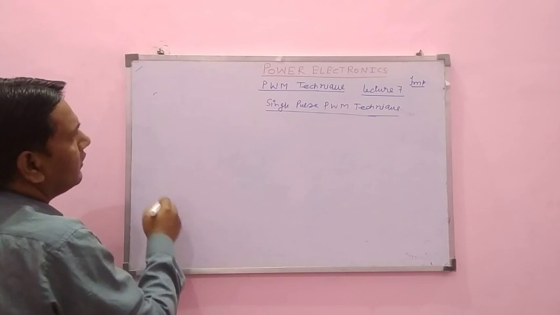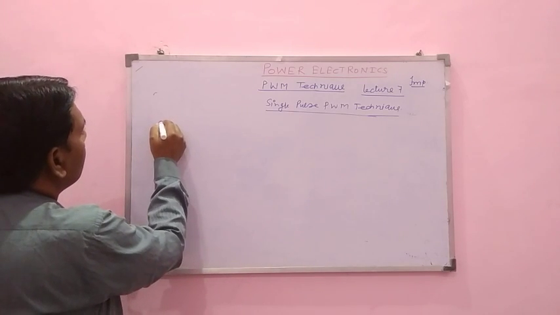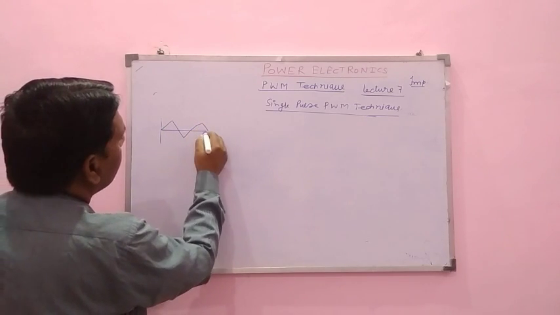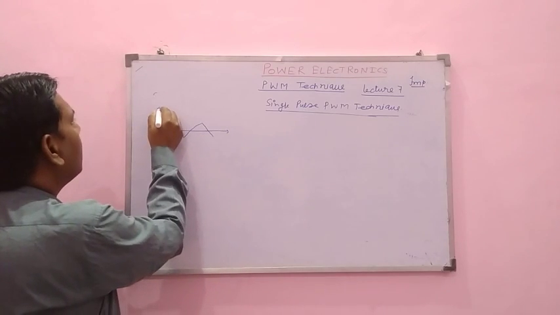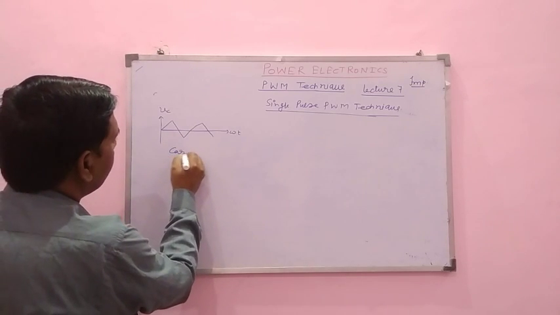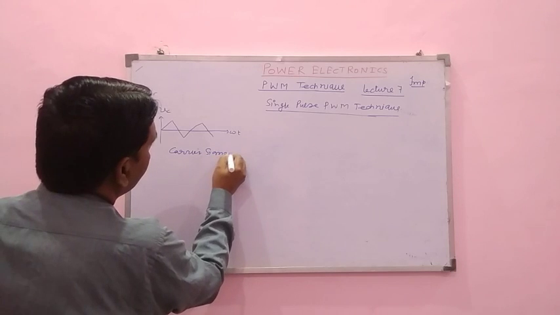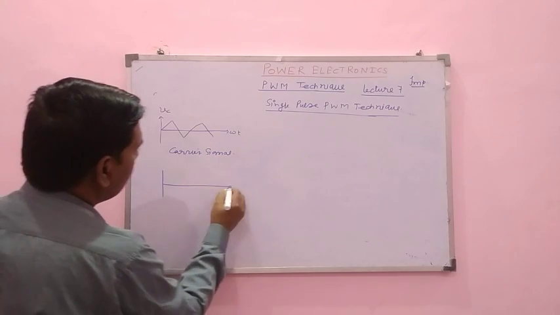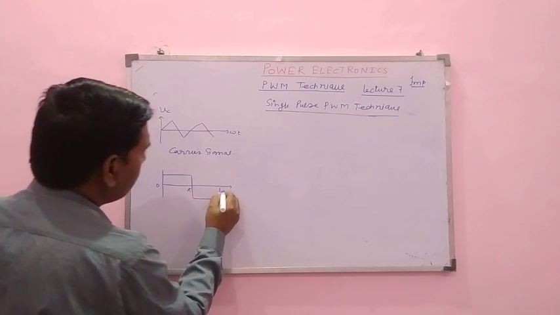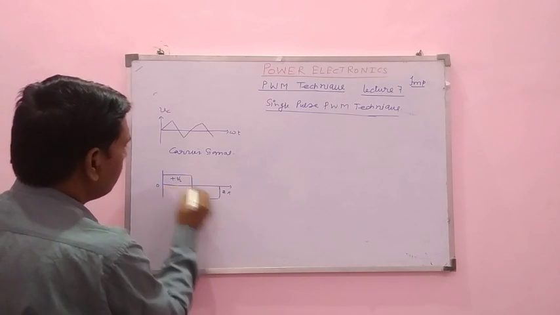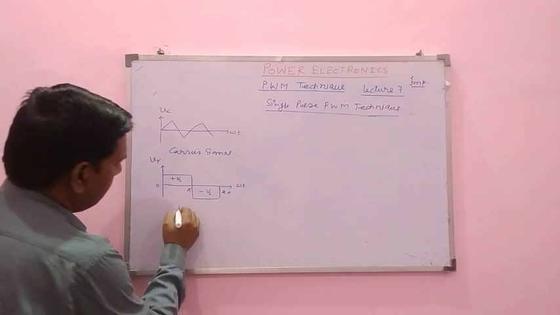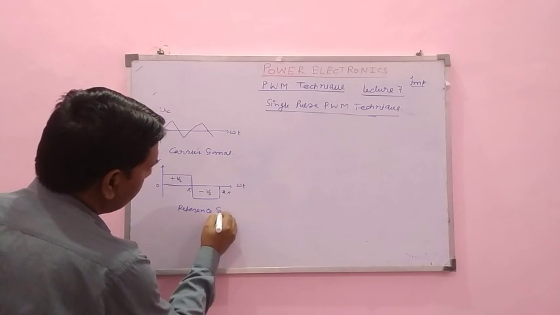So in case of single pulse we will have two types of signal. One is a triangular signal, this is called VC, with omega t, and it is called the carrier signal. The second signal is our output signal: this is 0, pi, 2 pi, plus Vs, minus Vs, omega t, and this signal is called the reference signal.